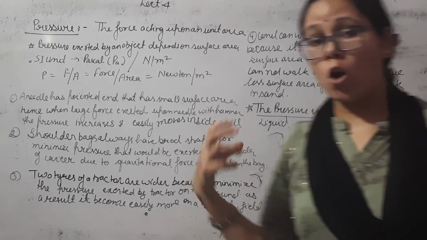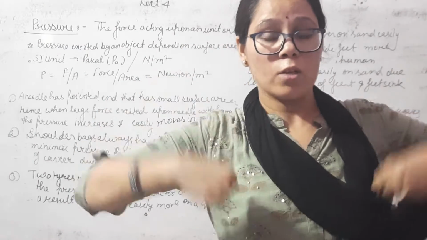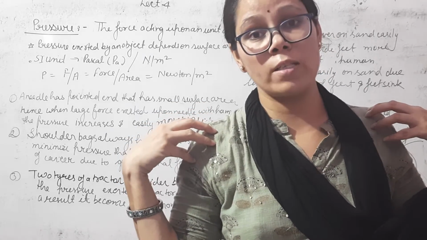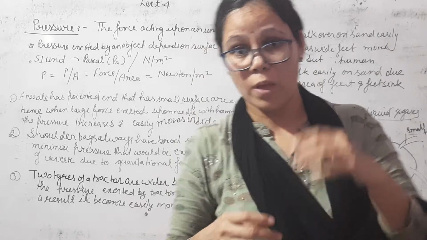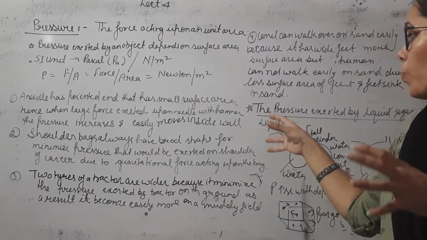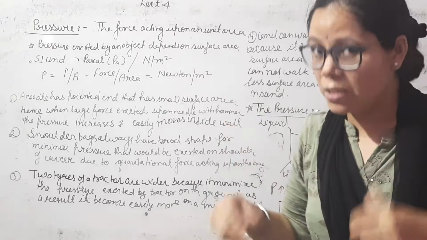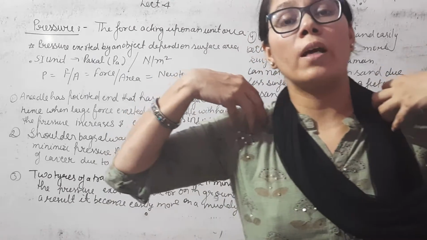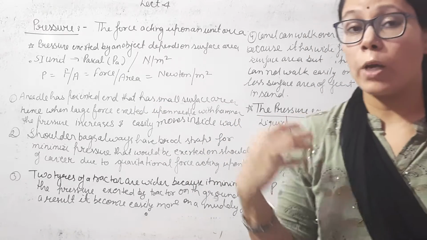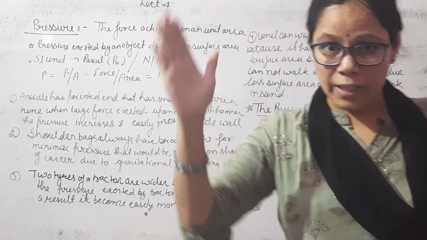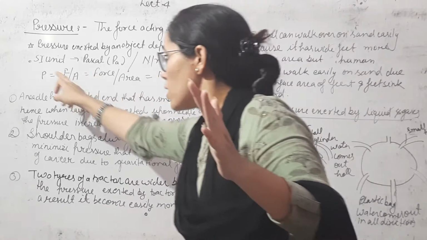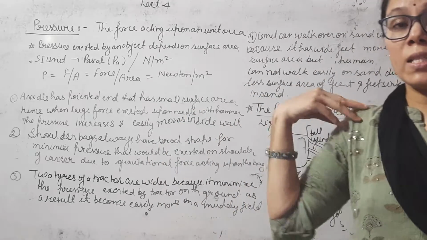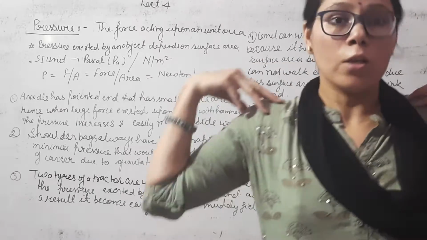Now second, shoulder bags, which we use as school bags. The strap is larger than a smaller strap. Shoulder bags always have a larger strap, because a larger strap has a larger area. Larger area means minimized pressure. Area is inversely proportional to pressure. If area is large, then pressure is minimum. So we easily hang the shoulder bag on our shoulder.